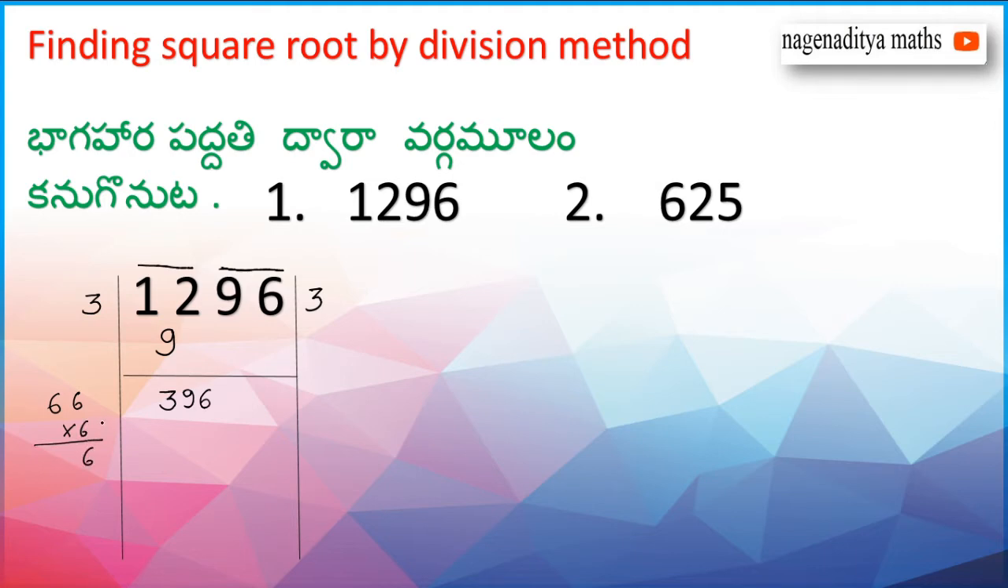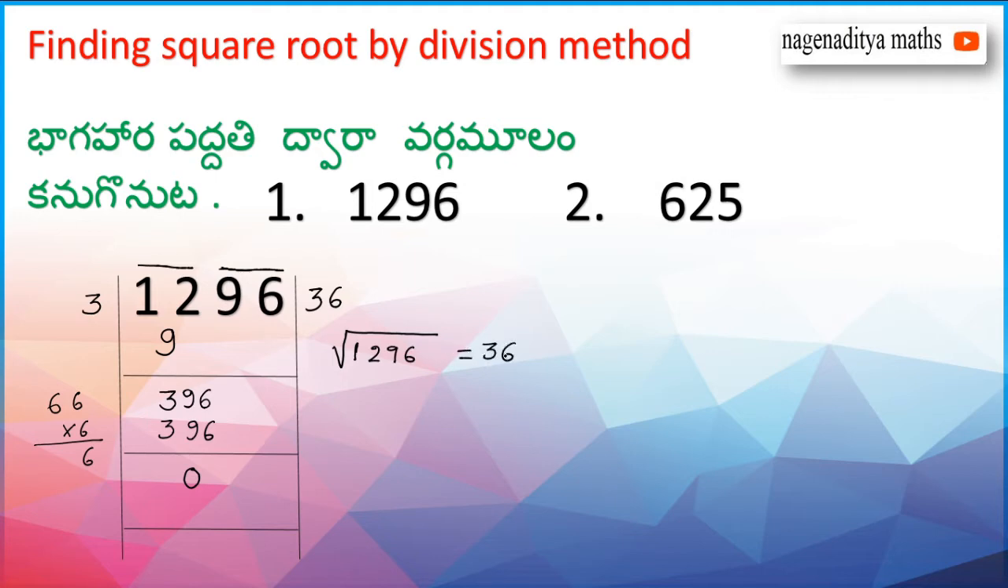6 6s are 36, 6 3s are 18, 18 and 3 is 21... so we got 396 here. Okay, so we write this 36 here and 36 here. So the remainder is 0. So the square root of the given number, that is the square root of 1296, is equal to 36.